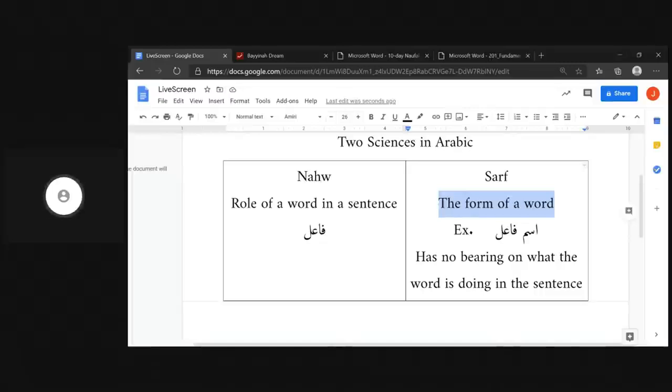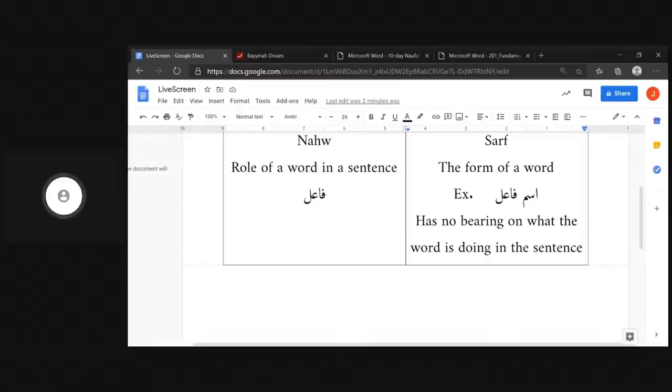Okay? So again, nahu, vocabulary, role of the word in the sentence. Sarf is the form of the word itself. So fa'il is a role. While ism fa'il is a form, like present tense, past tense, masdar, ism fa'il, ism maf'ul, fi'il amr, fi'il nahi, these are all forms. They have no bearing on what's happening in the sentence.